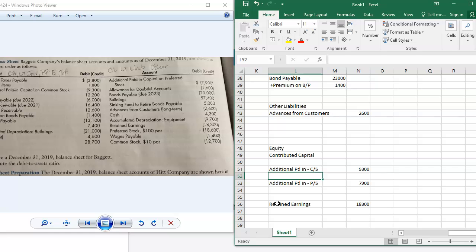Preferred stock. $100 par is 18.6. Common stock, I'm going to write that in here, down here. It's a $10 par. And then wages payable is a current liability.